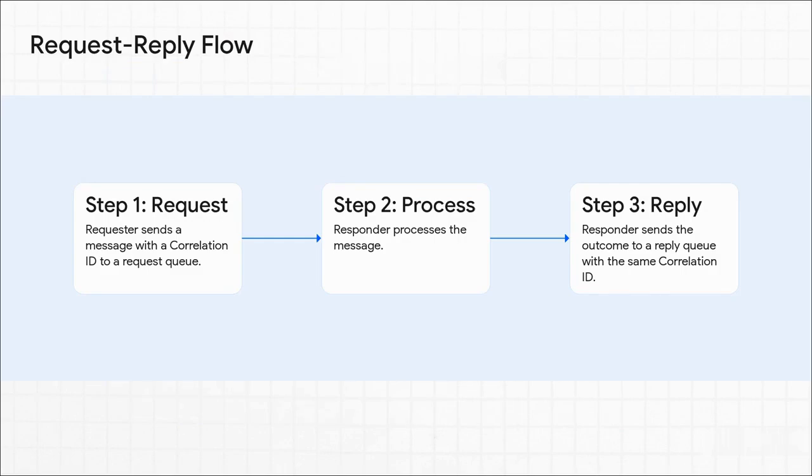The requester sends a message with a unique tracking number. We call it a correlation ID. The responder picks it up, does whatever work it needs to do, and then sends a reply back to a completely separate queue, but it stamps it with that same original ID. That way, the requester can easily match the reply to the request it sent out, even if hours have passed in between. Pretty smart, right?